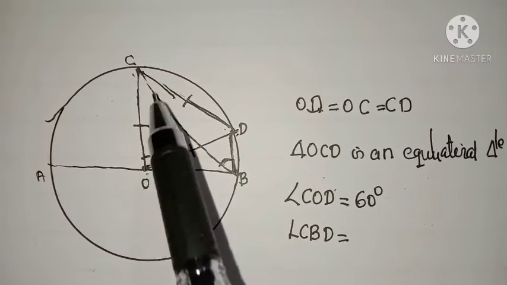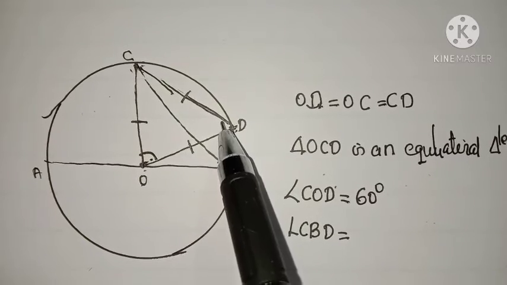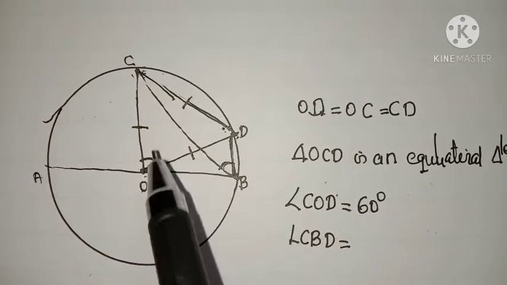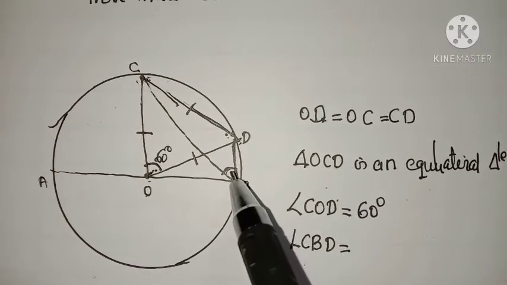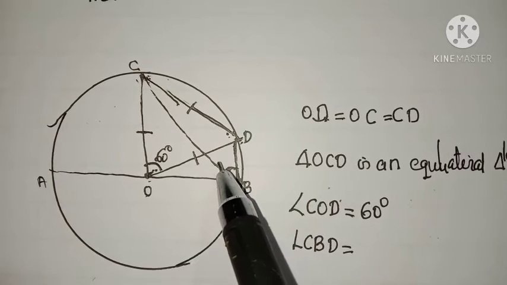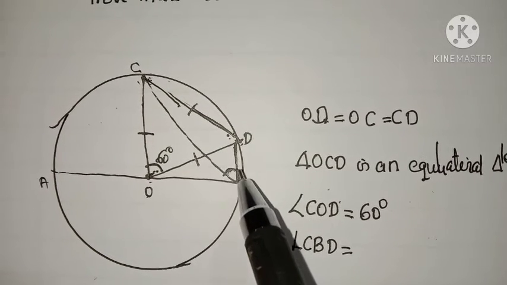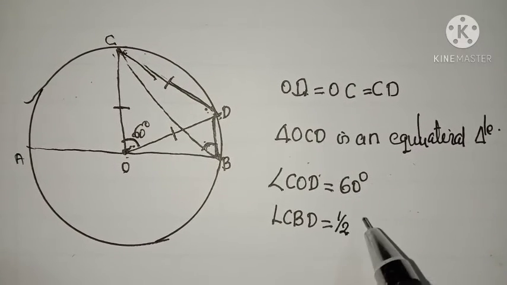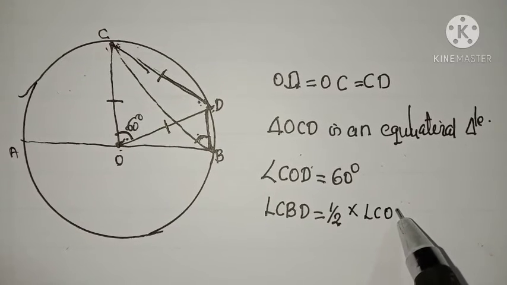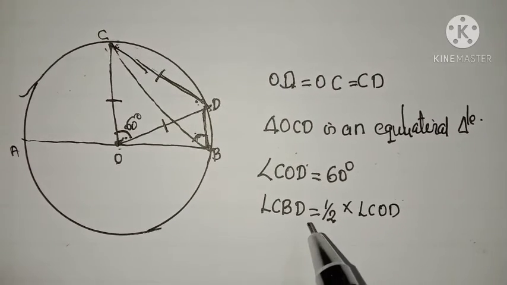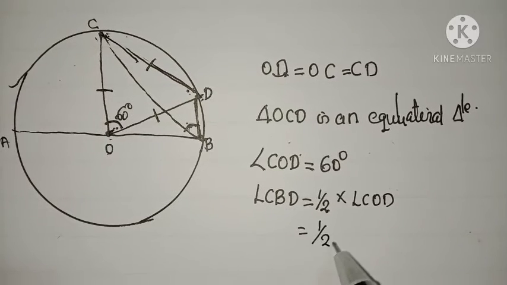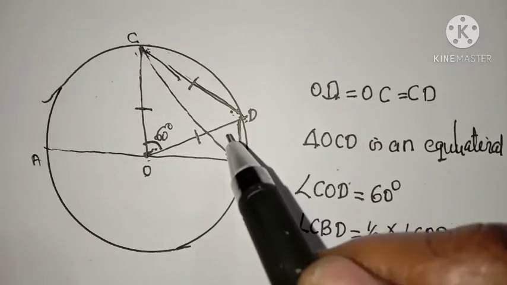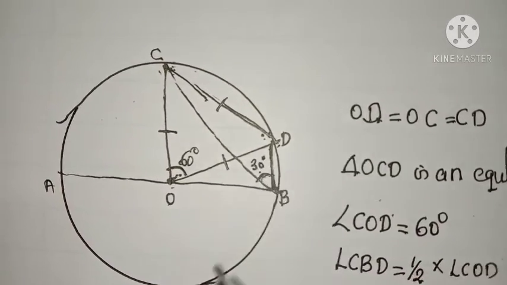Central angle made by the arc CD. So, the angle subtended by an arc CD at the center is double the angle subtended by it at another point on the circle. That means angle CBD is half of angle COD. Half of 60 degrees is 30 degrees. So angle CBD is equal to 30 degrees.